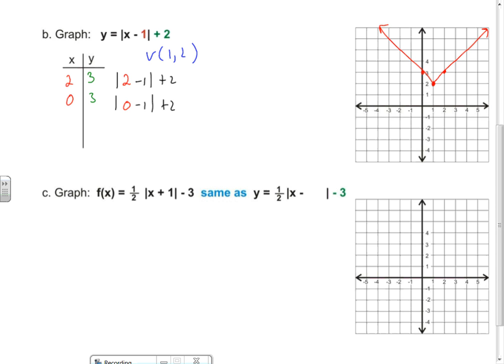Because it's a V shape. Oh, look, we have a V. And we were expecting a V.